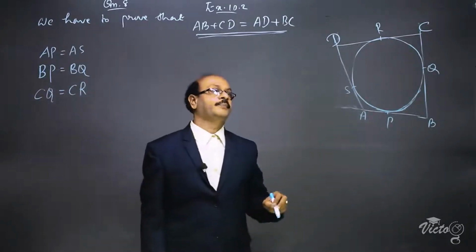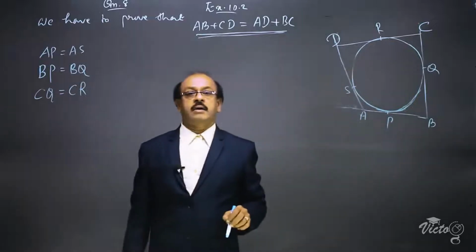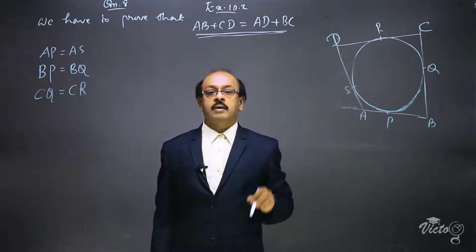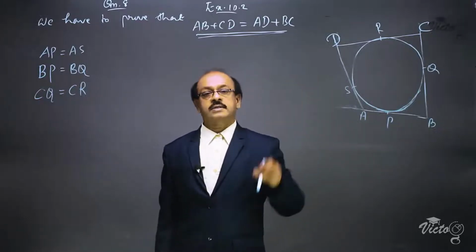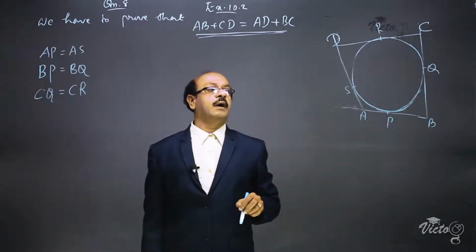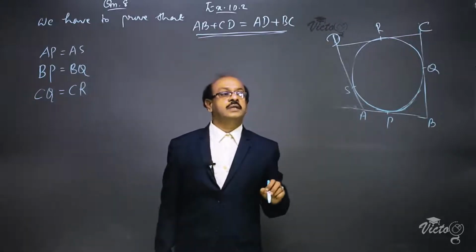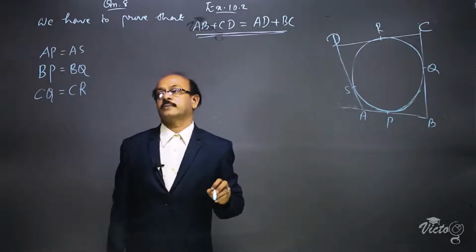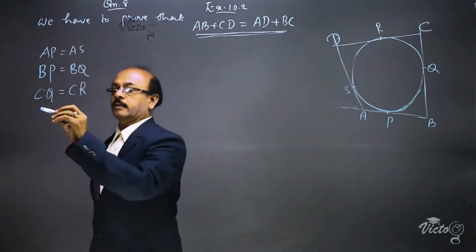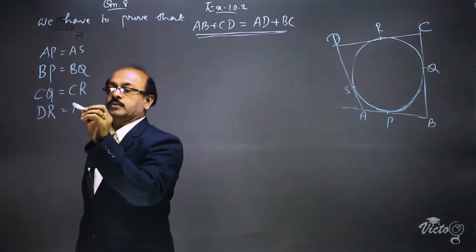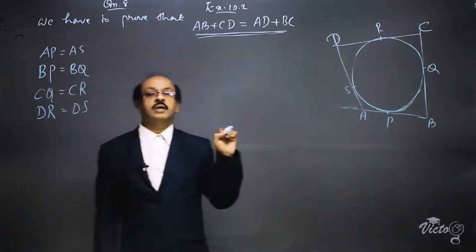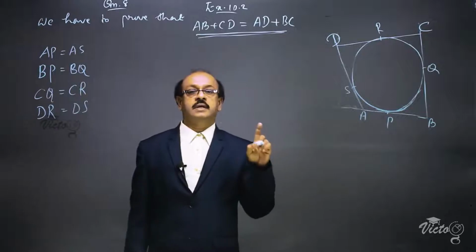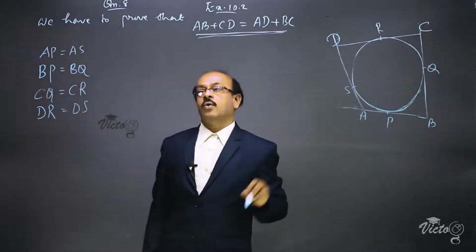Then finally, DR is equal to DS, because DR and DS are two tangents drawn from the external point D to the circle. Therefore, DR is equal to DS. Now we have to give the reason. For all the four statements, the reason is the same, so we have to write the reason only one time.